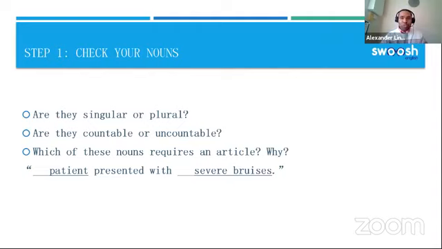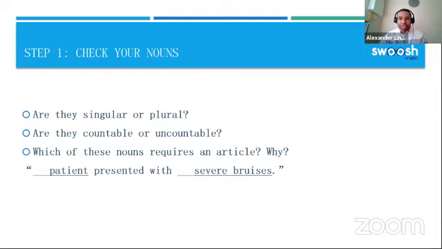So these are the questions that we want to ask ourselves. Is the noun singular or plural? Is it countable or uncountable? Can you say, for example, if it's a chair, that's countable. You can say one chair, two chairs, three chairs. But if you look at a noun like furniture, that's uncountable because you can't say one furniture, two furnitures. You just have some furniture. So that's a question we want to ask ourselves. Is it countable or uncountable?